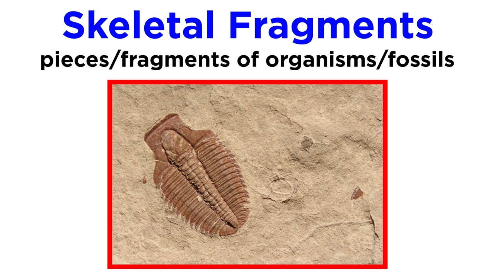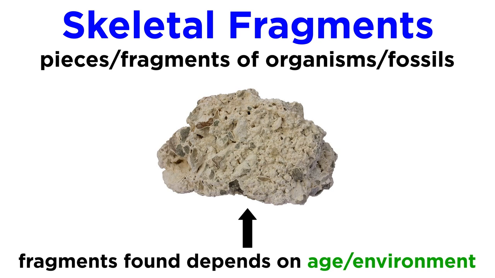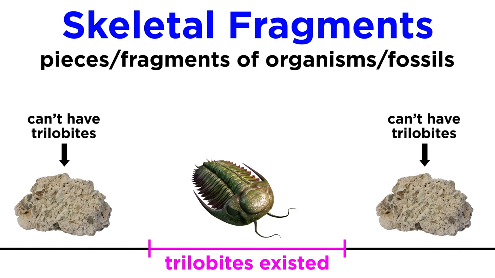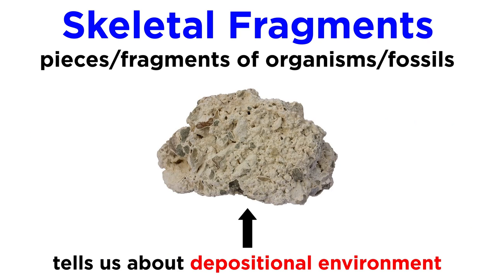Fossils representing all the major phyla of calcareous marine invertebrates are present in carbonate rocks. The types of skeletal fragments found in a limestone depend on both the age and the environment in which it was deposited. Obviously, you wouldn't expect to find trilobites in a limestone that formed either before they evolved or after they went extinct. Since the carbonates are the most fossiliferous of the rocks, geologists often use limestones to interpret the depositional environment in which a rock was formed.